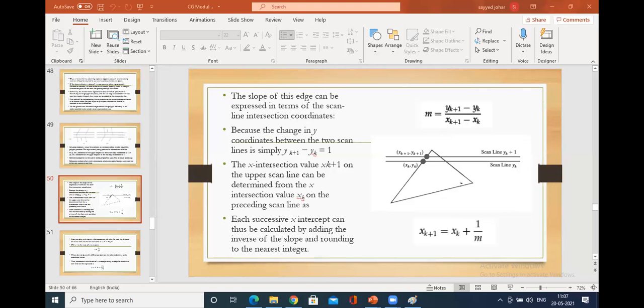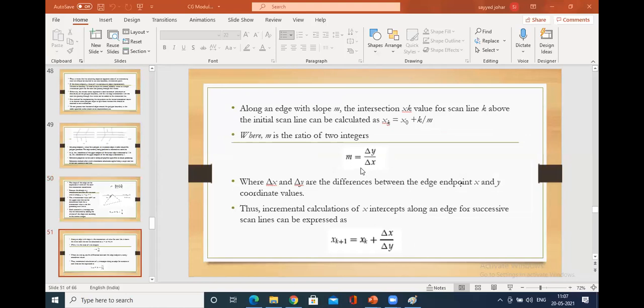So have you all followed the concept, so that I can proceed further? Okay, fine. So you know how to calculate the slope. What you have to do is a very simple concept, using the slope of the line m equals delta y by delta x.